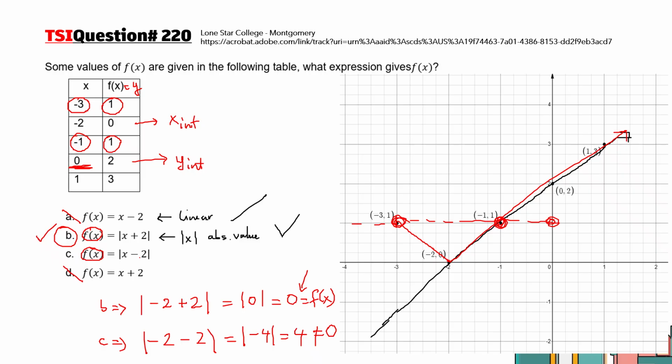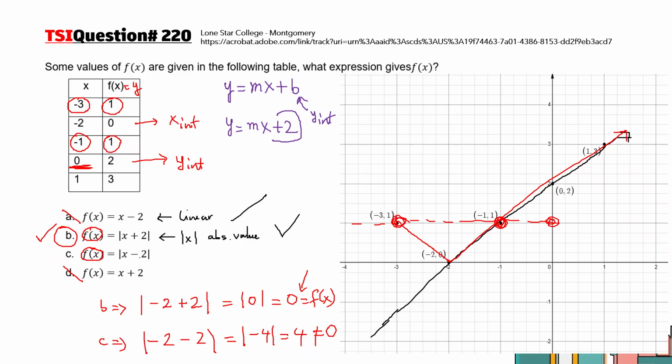Also, we can think in a different way. If the y-intercept is 2, then with the linear you will have x plus 2, because we have the linear formula as y equals mx plus b. Because b right here is the y-intercept, you will have y equals mx plus 2. So anything plus 2 should be the right answer.